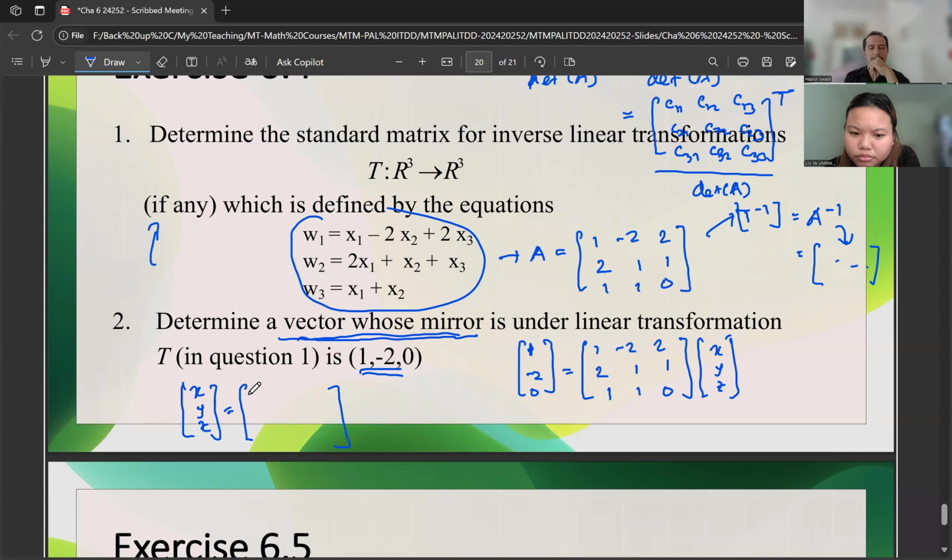Ini inverse 1 minus 2, 2, 2, 1, 1, 1, 1, 0, inverse. Cari dulu inverse-nya seperti rumus yang tadi saya sebutkan di nomor 1. So, after that, you multiply it by 1, minus 2, and 0. Oke. Nah, ini nanti yang akan menghasilkan the solution of X, Y, and Z. So, the number 2 is the continuation of the number 1. So, you must know first the inverse.